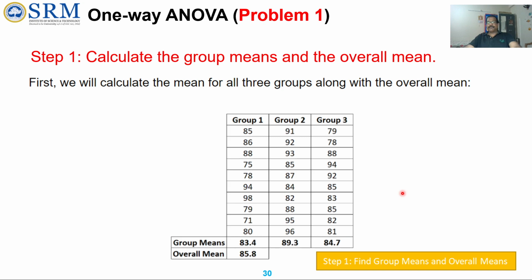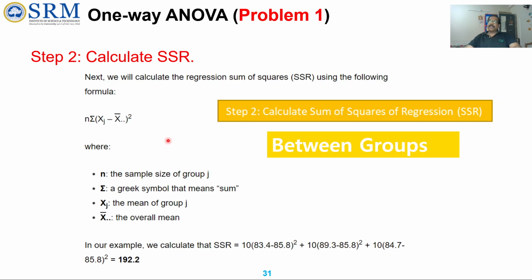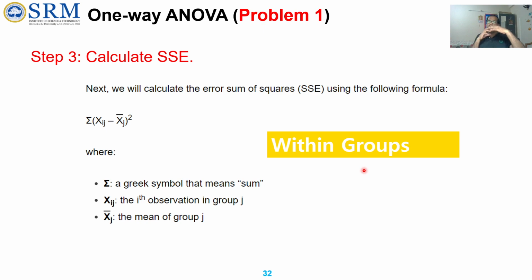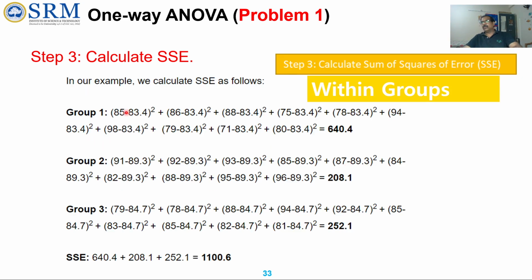That is step 1. Step 2: how to calculate between groups. For group 1, group 2, group 3, the overall mean is important. So overall mean minus group mean, whole squared, into n. Then overall mean minus group mean 2, whole squared, into n, plus the third group. This is the between groups method. Within group means the group mean with the individual cell value, whole squared, summed over group 1, group 2, group 3. By adding that, we get the sums of squares of error.